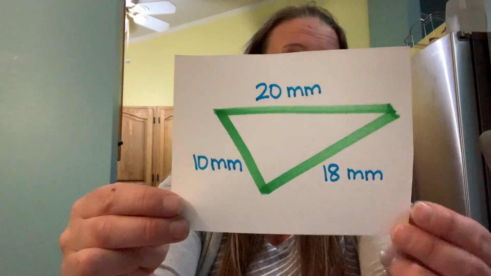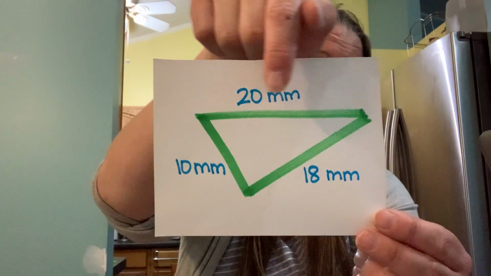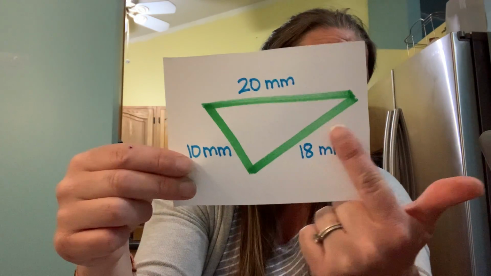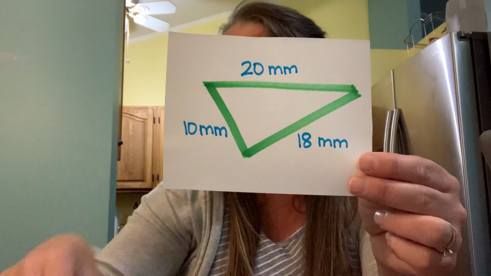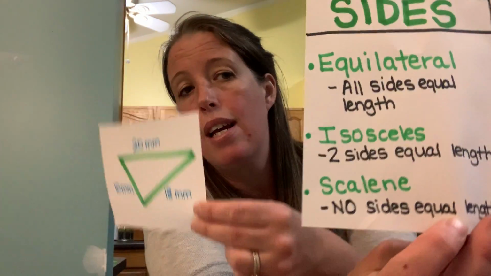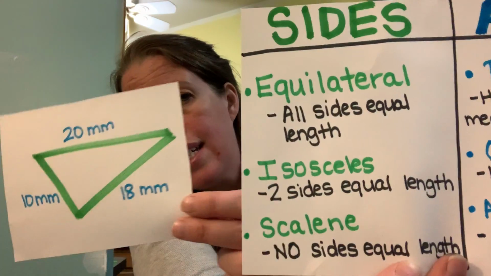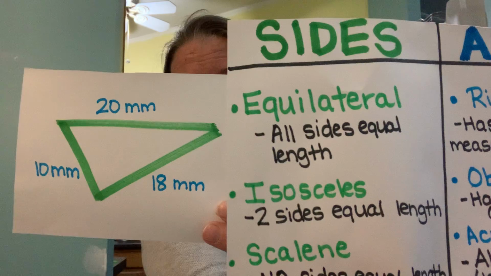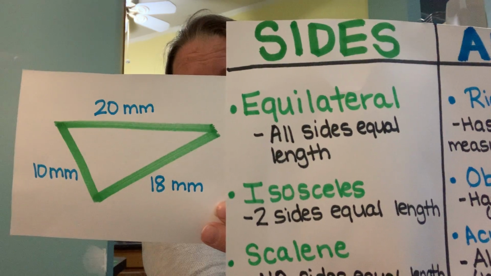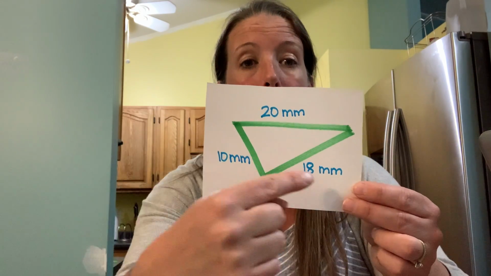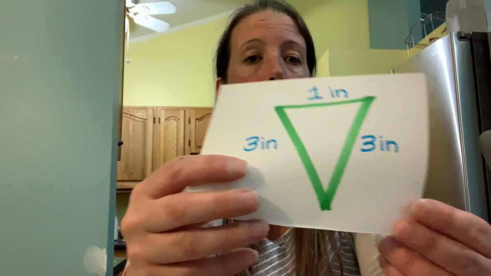I have a side that is 20 millimeters, 10 millimeters, and 18 millimeters. So thinking about our three choices, equilateral, isosceles, and scalene, what name would you give this? That's right, this is scalene because none of my sides are equal. Awesome.